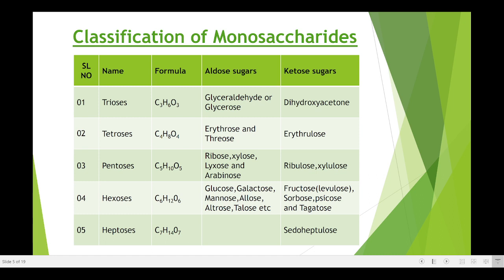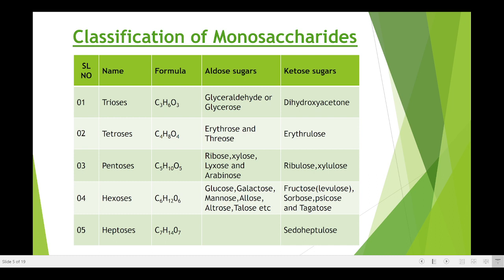Second one, tetroses. C4H8O4 is the molecular formula for tetroses. Erythrose and threose are the examples for aldose sugars. Erythrulose is the example for keto sugars in tetroses. Third one, pentoses. C5H10O5 is the molecular formula for pentoses. Ribose, xylose, lyxose, and arabinose are the examples for aldose sugars. Ribulose and xylulose are the examples for keto sugars in pentoses.